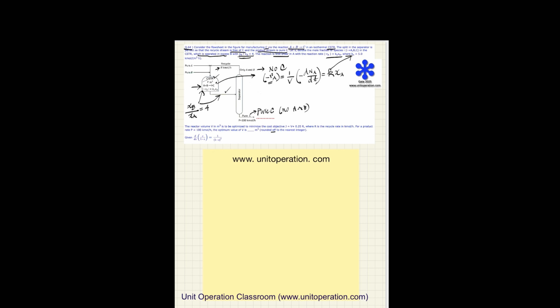The reactor volume is V. This reactor volume has to be optimized with the cost objective function, which is given as V plus 0.25 R. If it has to be optimized with respect to V, we have to find R as a function of V. That's the main objective. So why not go step by step?